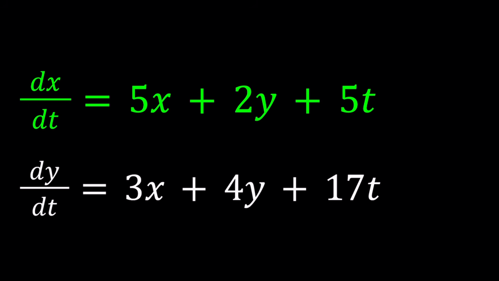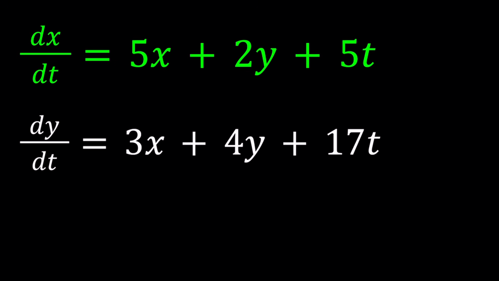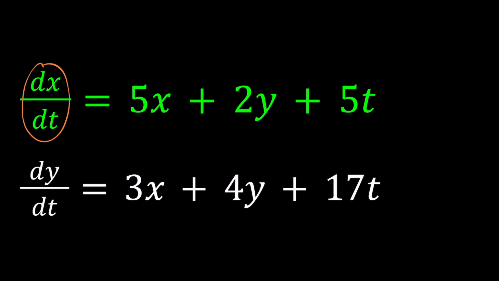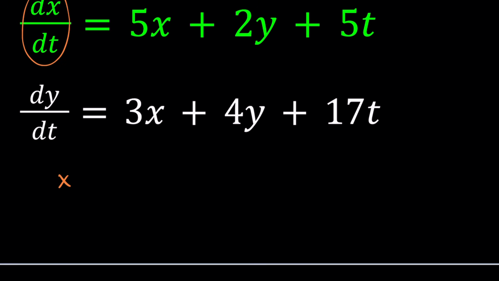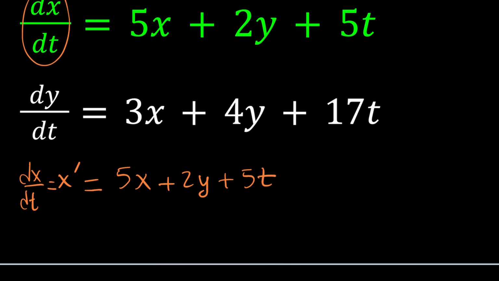Anyways, let's go ahead and get to work. For simplicity's sake, I'm going to use the x prime, y prime notation. By no means does x prime mean 1, because we're not differentiating with respect to x. We're differentiating with respect to t, okay? So x prime means dx over dt, and y prime means dy over dt. So in this case, x prime is given as 5x plus 2y plus 5t.